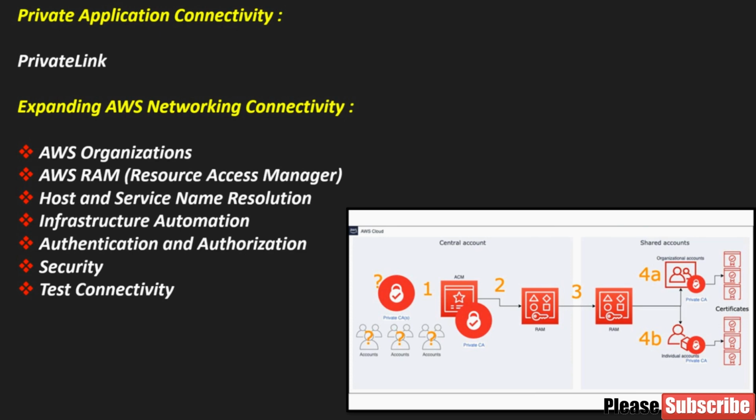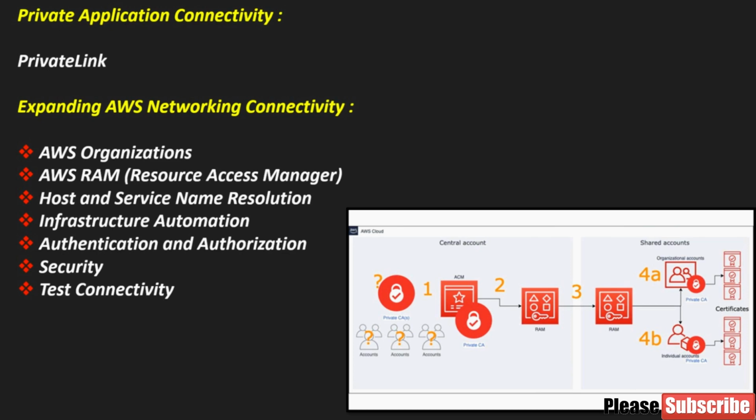And AWS RAM, the Resource Access Manager, facilitates resource sharing across accounts, allowing for a unified approach to managing and accessing resources. This is especially useful when collaboration is required between different AWS accounts.